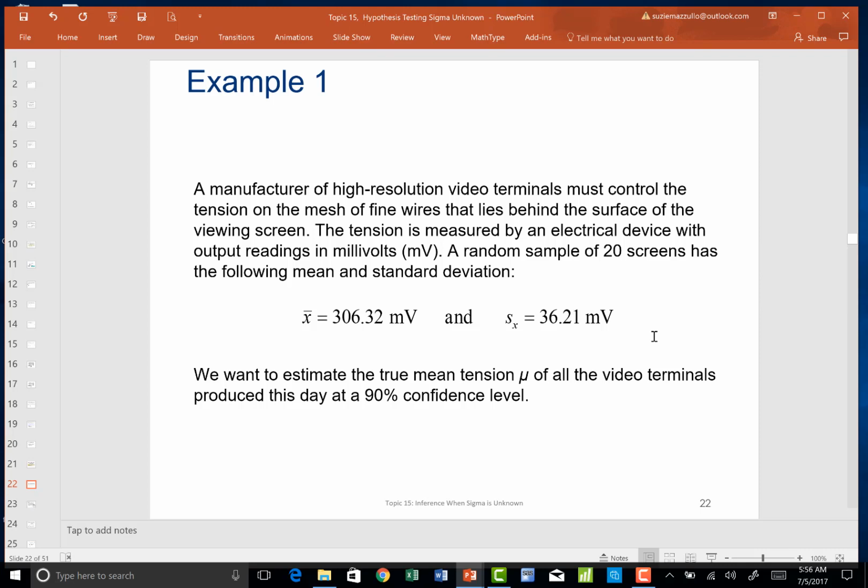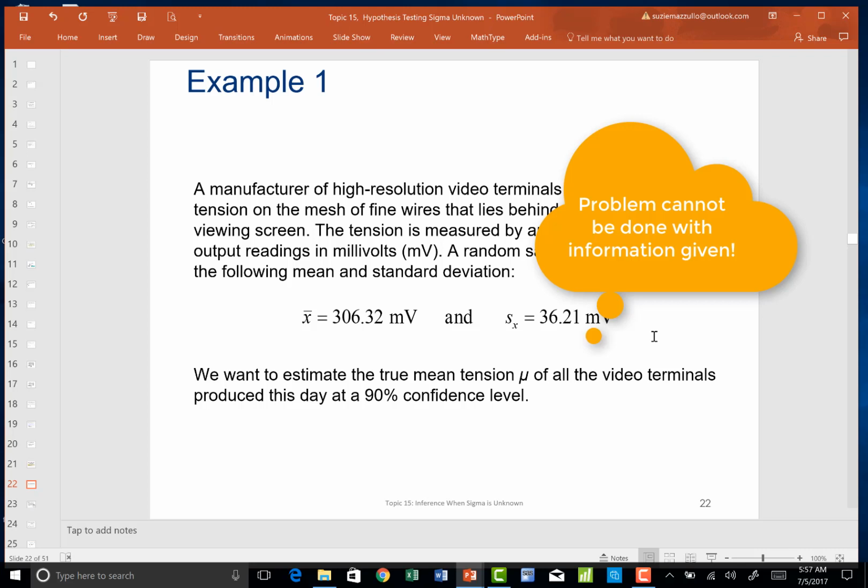Now, if I just looked at this problem, we have a random sample of 20 screens, and many of these are being made, so we know that the first two conditions are met. But is the third condition met? We have a random sample of 20, but we don't see anything in here saying the output readings are known to be normally distributed. So at this particular time, we'd say we can't do this problem. We just can't do it.